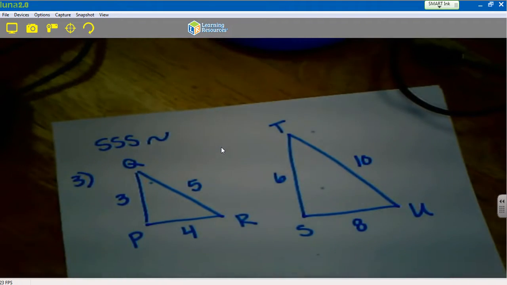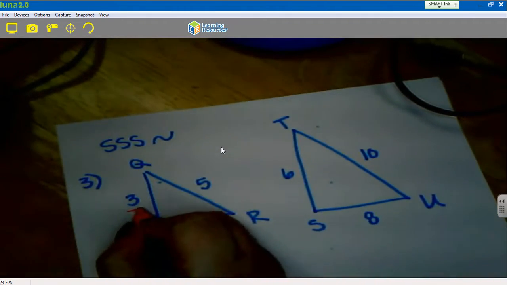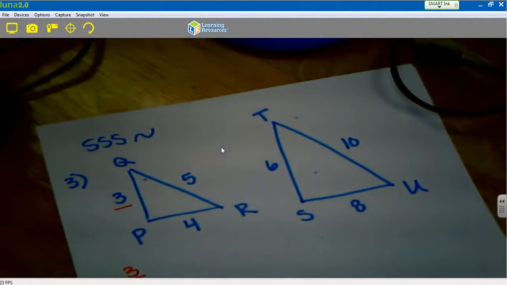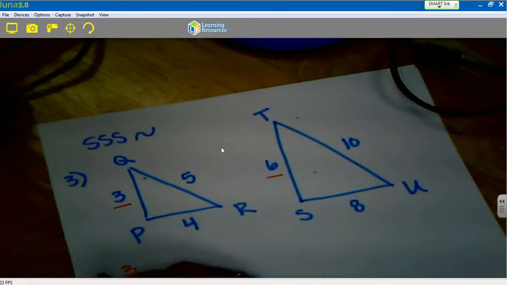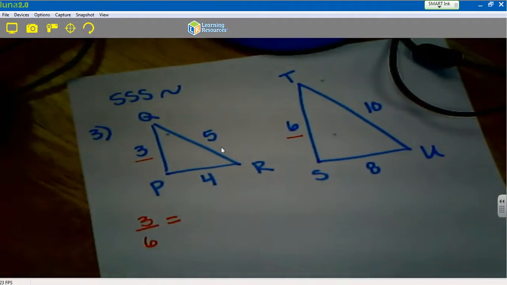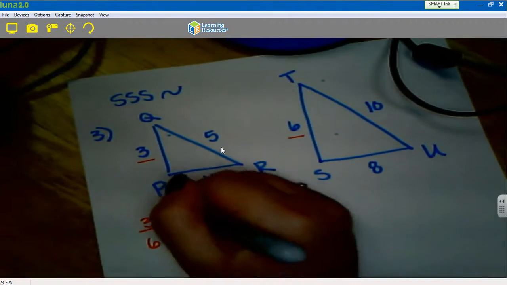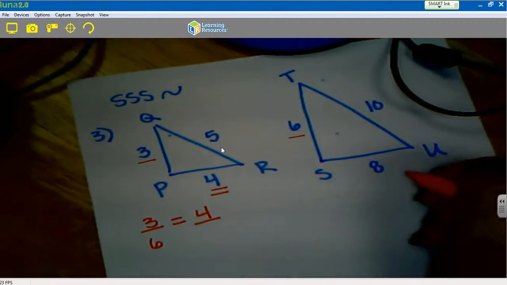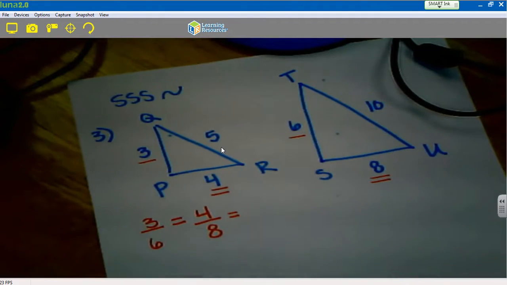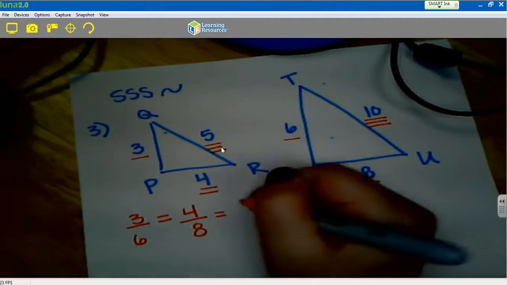Okay, so I always like to start with the smallest side. So our smallest side on the left is 3. We pair it with the smallest side on the right, which is 6. Let's go ahead and take a look at the middle sides. Our middle sides are 4 and 8. And then the longer sides, the longest I should say, are 5 and 10.